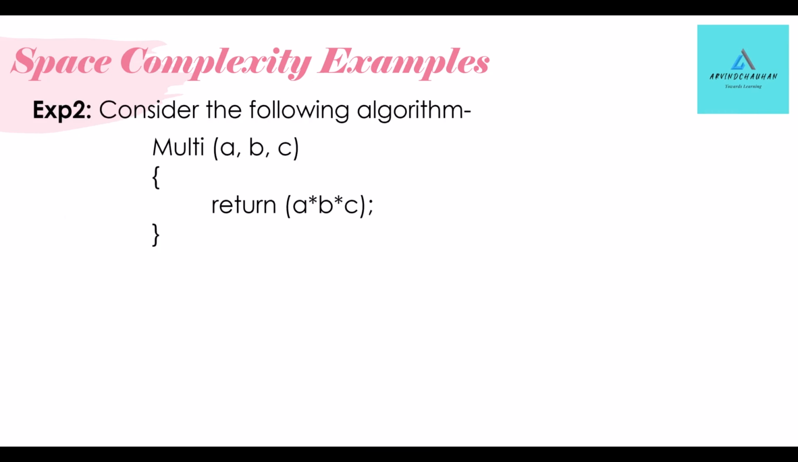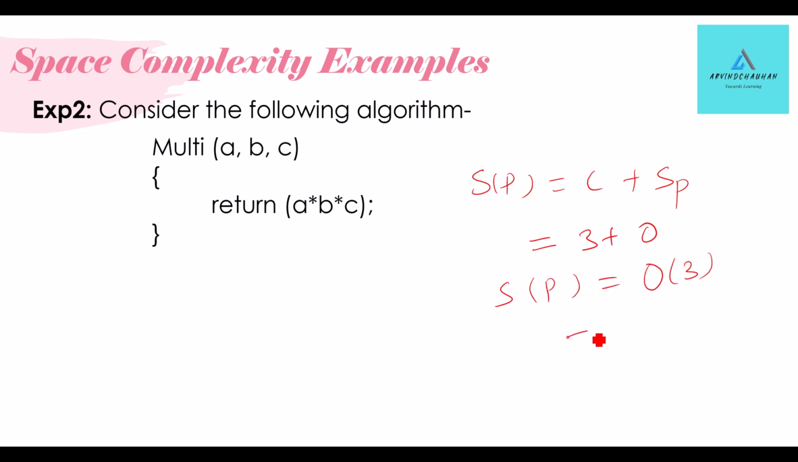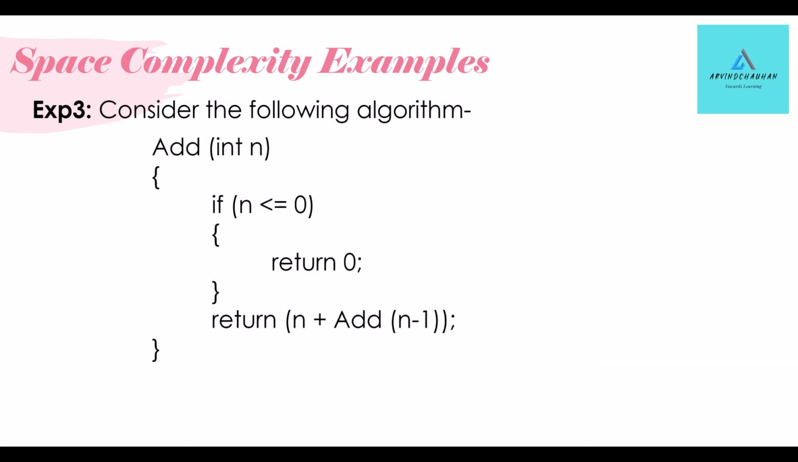Now, this is another example. You have to find the space complexity for this pseudocode. As I told, space complexity SP is equal to C plus SP. Okay. You have to find the complexity. What will be the complexity for fixed variables? Here, A, B, and C are the fixed variables. Okay. Is there any variable size component here? No. Right. So the complexity will be order of 3, or you can say constant.